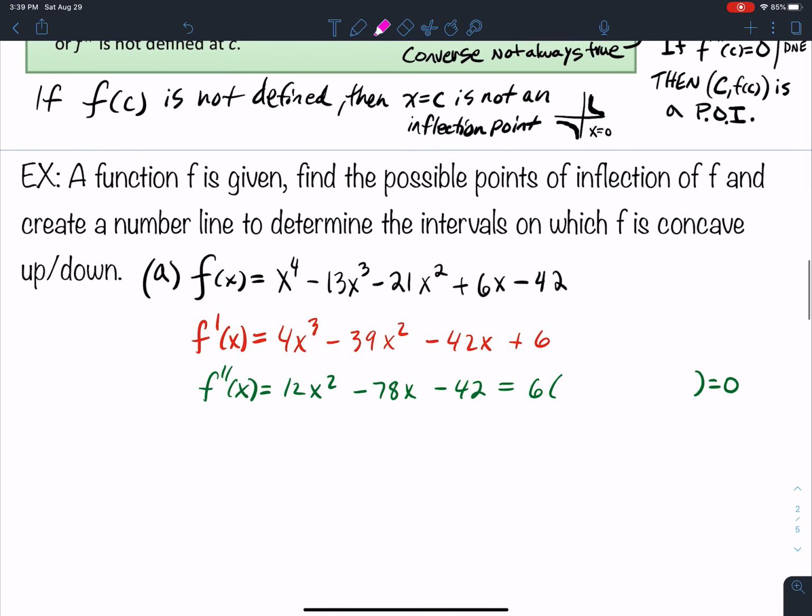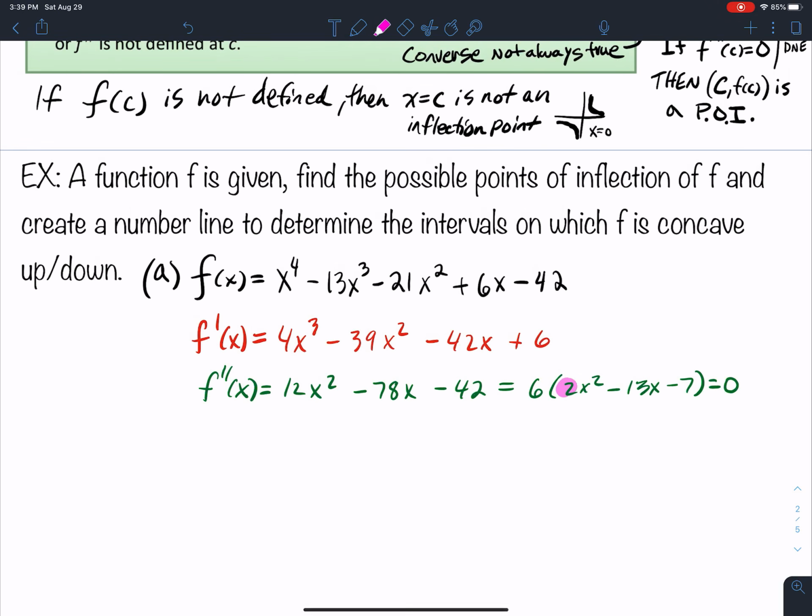So if I set it equal to 0, to solve this, I'm going to factor a 6 out of each one of those terms. If I do, that leaves me a 2x squared here. That's going to leave me a negative 13x there, and then a negative 7 here.